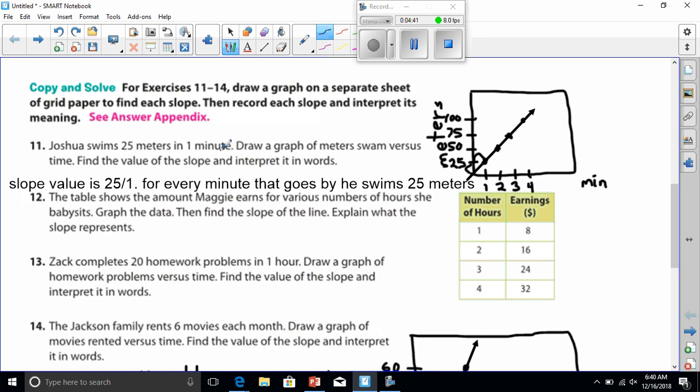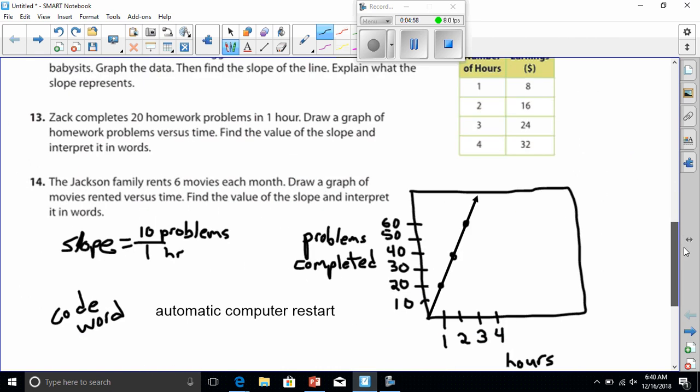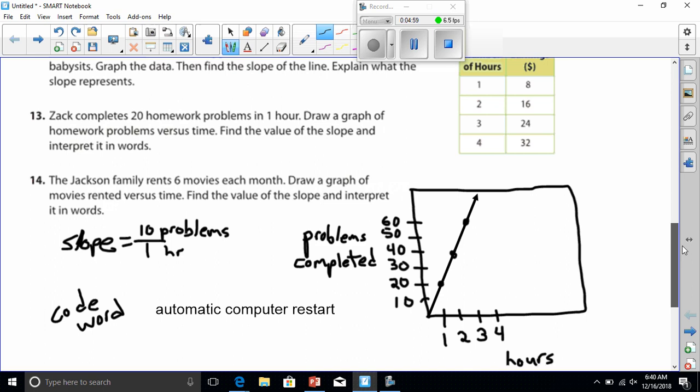And it says to interpret it in words. Well, the slope value is 25 over 1. For every minute that goes by, he swims 25 meters. All right, let's go to number 13.